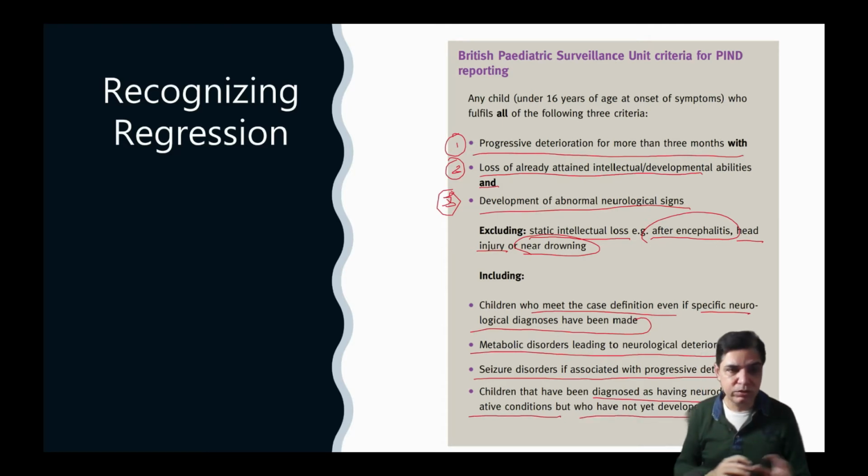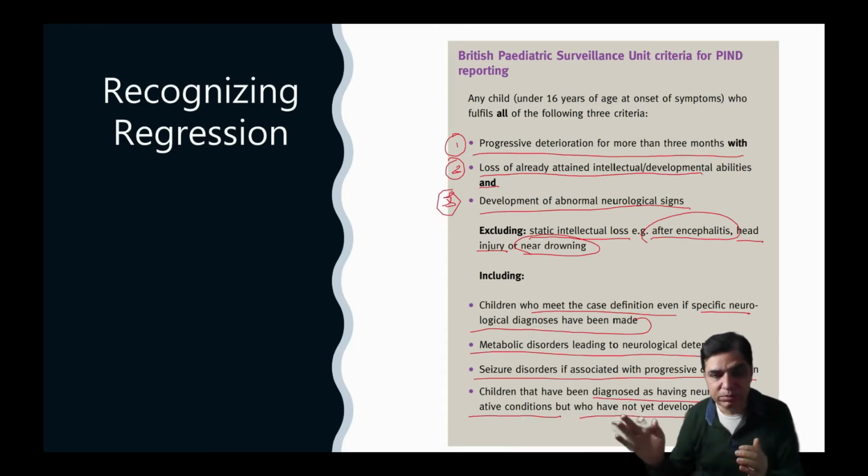So some kids, let's say for some reason, on some basis, some test was done and they were found to be deficient in a particular thing, they are asymptomatic for the time being. They might develop symptoms later on in their life, so they are also included in this criteria. So this is the British Paediatric Surveillance Unit criteria. So remember this for your postgraduate exams, and especially if you are working here in the UK, you should understand that this is a criteria on which you have to further work up.